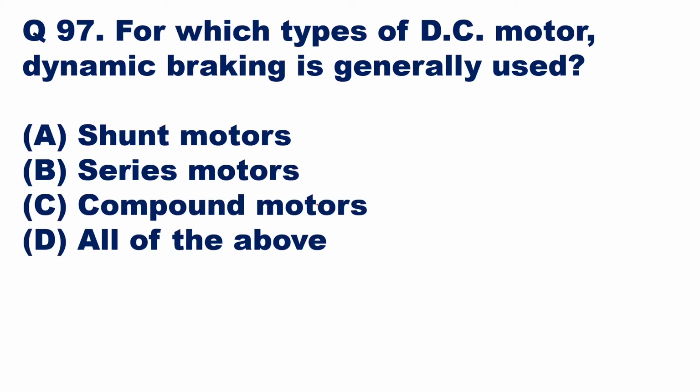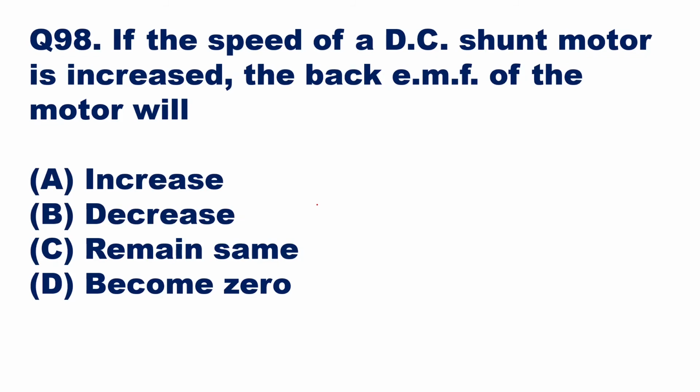For which types of DC motors is dynamic braking generally used? Shunt motors, series motors, compound motors, all of the above. So for all the motors, we use dynamic braking. So dynamic braking is used for shunt motor also, series motor also, compound motor also. So here option D will be the right answer, all of the above. Then we'll go to question number 98.